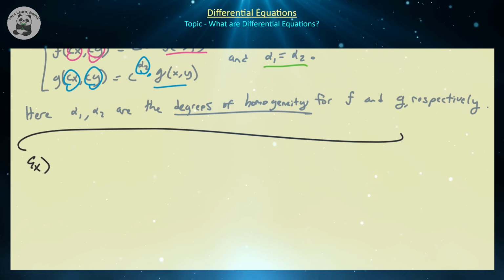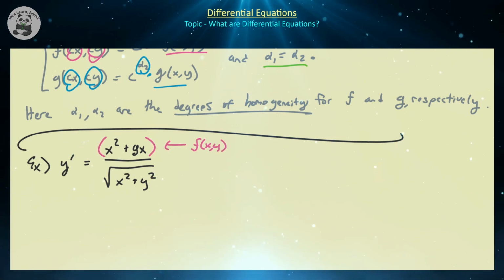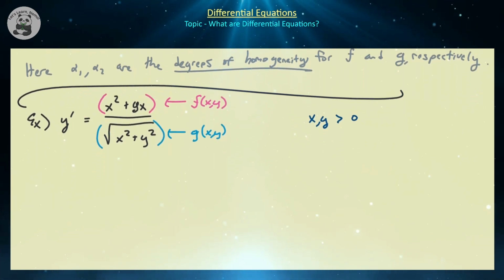Right, so let's look at an example. Let's assume that we have y prime is equal to x squared plus xy, or yx, divided by the square root of x squared plus y squared. Since we've written this in the form y prime is equal to something over something, we're going to call this our function f of x y, and this our function g of x y. And let's assume that the variables x and y are both positive, for example. They both can't be 0 because that's going to give you 0 in the bottom. So let's just make them both non-negative.